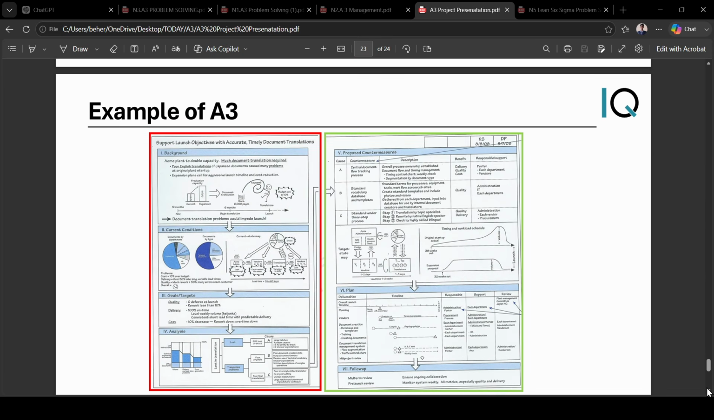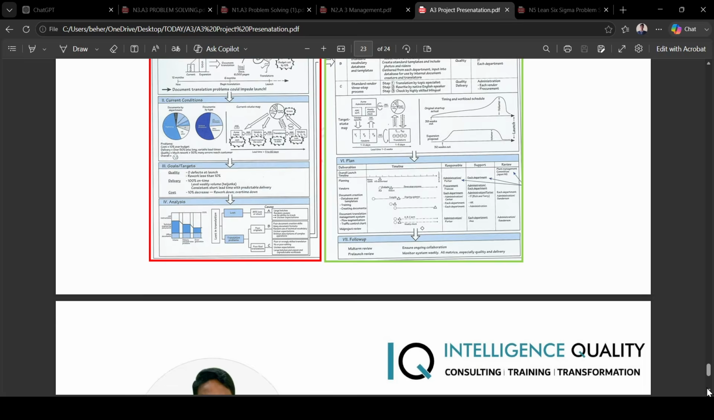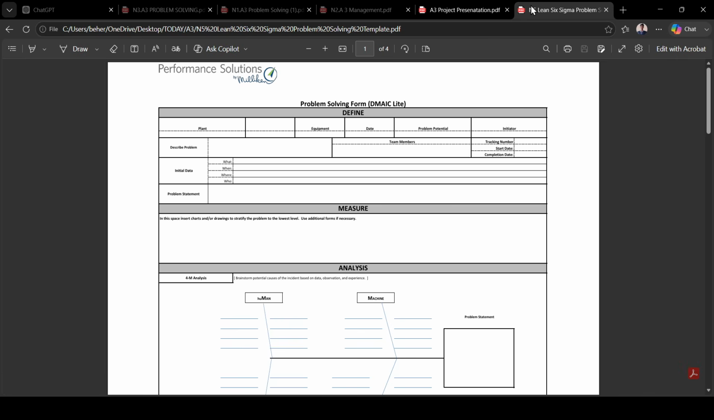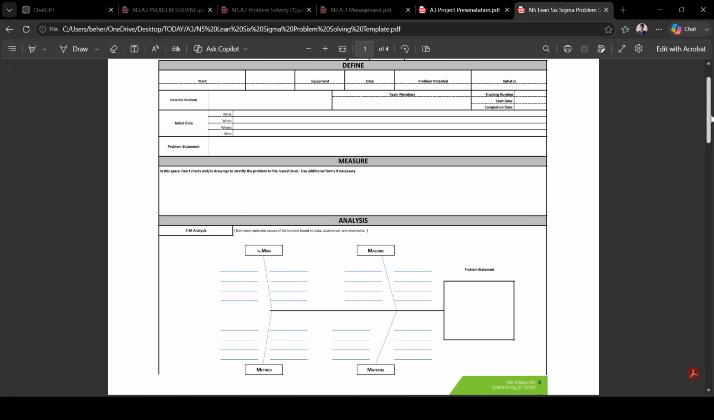Example of the A3. So this is the example of the A3, and that's all about this A3. This is my last A3 problem solving method format. So this is a very important format. You can understand it and make it yourself. See, that is the format, define format, and this is the measure.